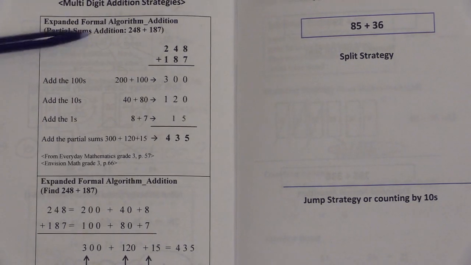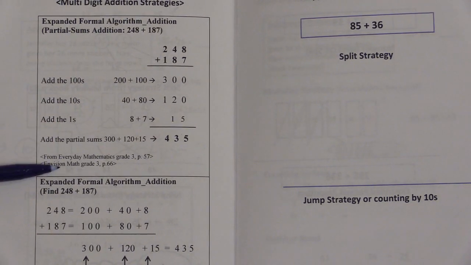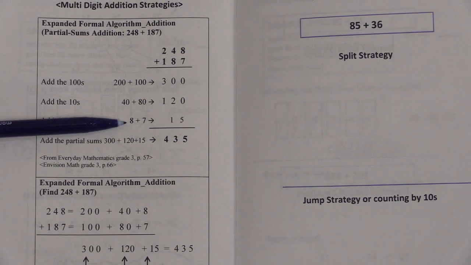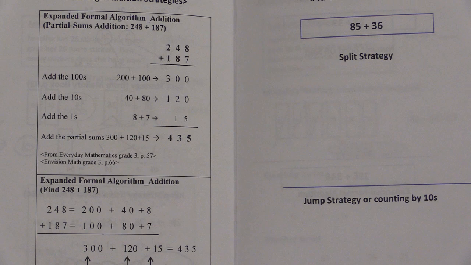Anyway, do you see the difference here? There's no carrying or things like that. Let's just add the hundreds first, add tens, and add ones. Same thing, another example here. So I know that this is the expanded algorithm.